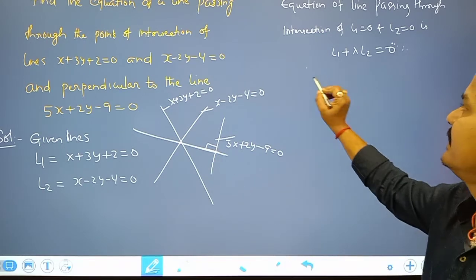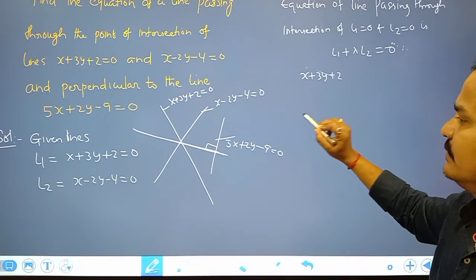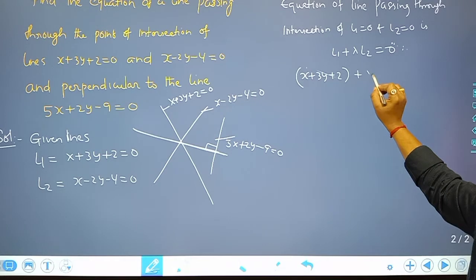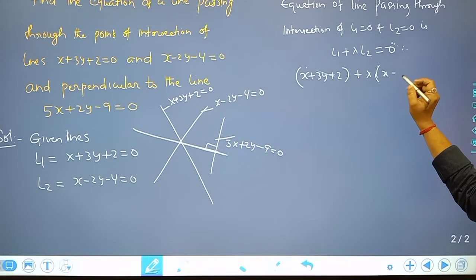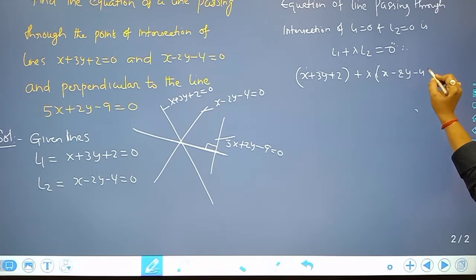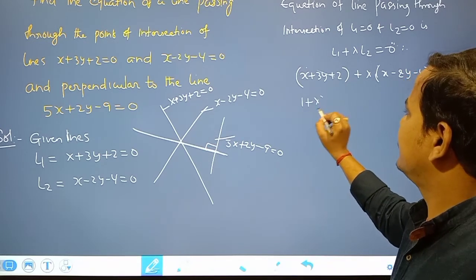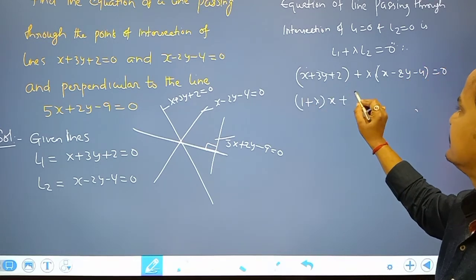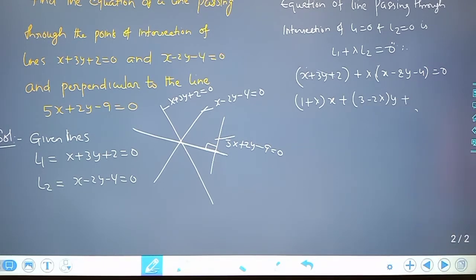Write it down like that. x plus 3y plus 2 plus lambda into x minus 2y minus 4 is equal to 0. Write down the x coefficient, what is that? 1 plus lambda into x plus 3 minus 2 lambda into y plus 2 minus 4 lambda is equal to 0. This is the equation of a line.